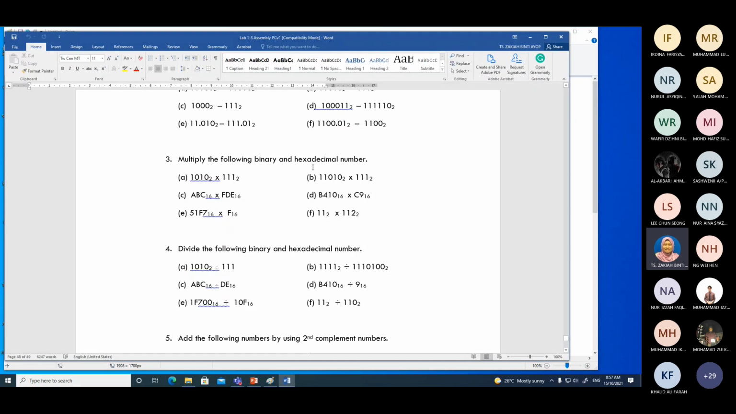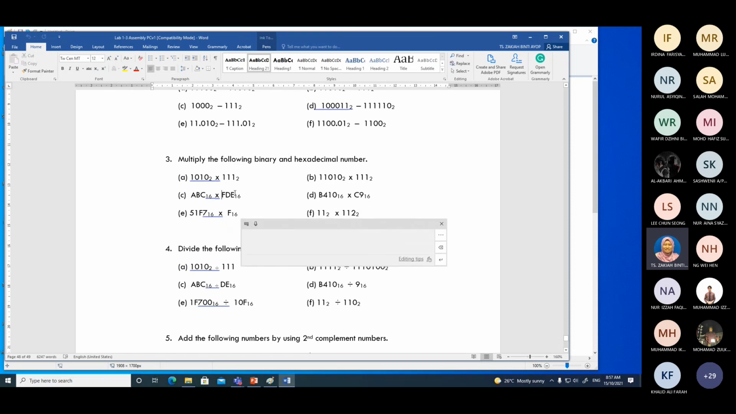For binary multiplication, it's basically the same. For the hexadecimal, the reason I did not teach you is that you can just change the hexadecimal number to a binary number and then do the multiplication. Although this will become 4 times 3, 12 digits of binary numbers, it is much easier for you to do this exercise if you convert it to binary numbers.